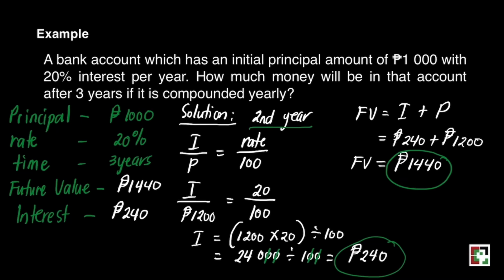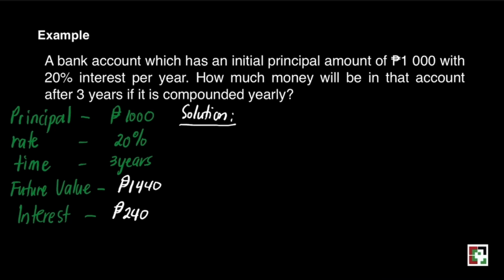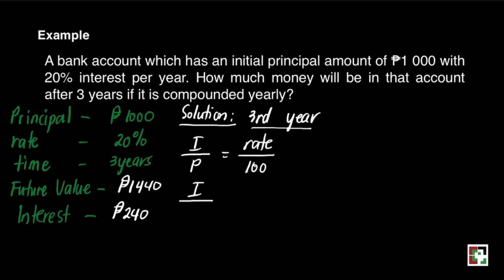Okay, let's have the third year. If you notice, our future value is different from one year to the next. And this is the major difference between the simple interest and the compound interest. Now let's have the third year. We are still going to use the same formula, and we will just substitute. That's I over 1440 pesos is equal to 20 over 100.